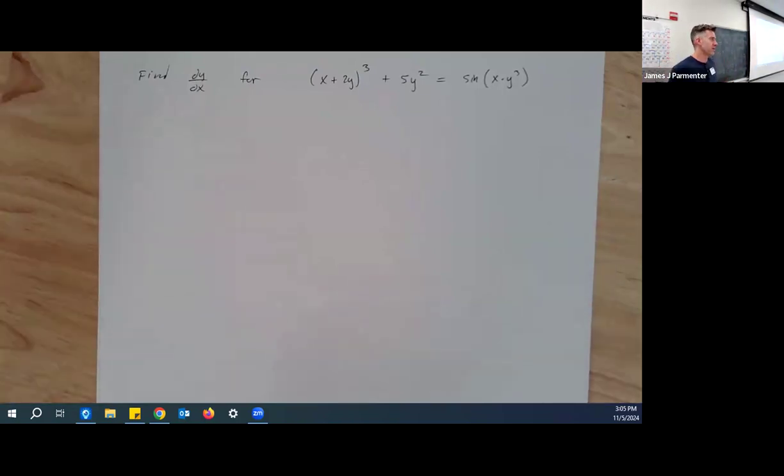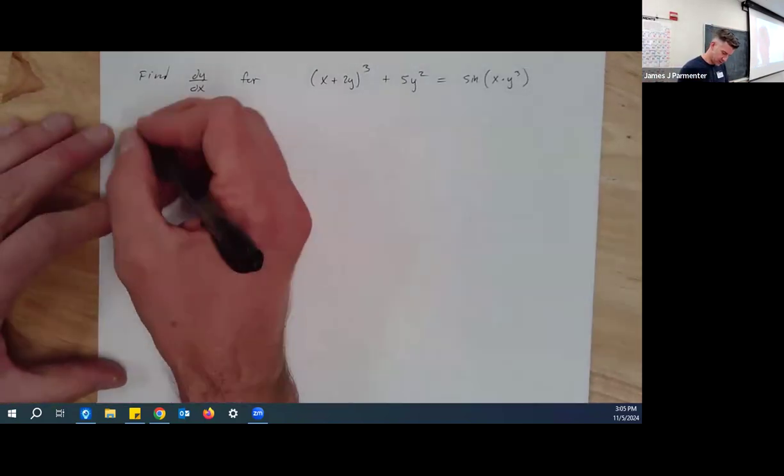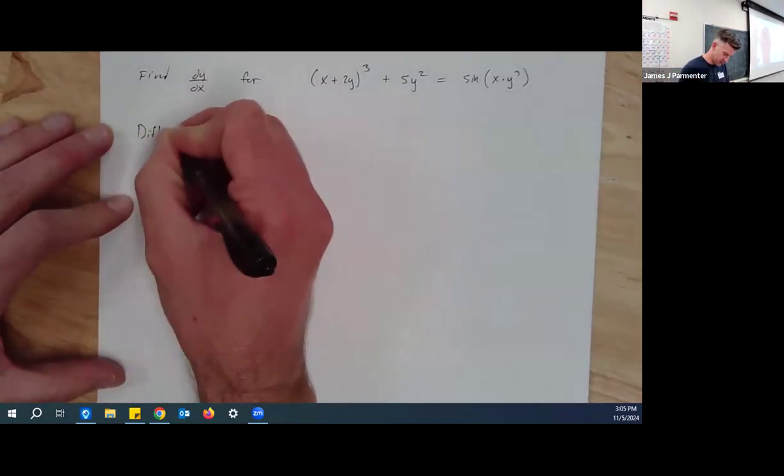First things first, got to take the derivative of both sides. We're differentiating both sides.